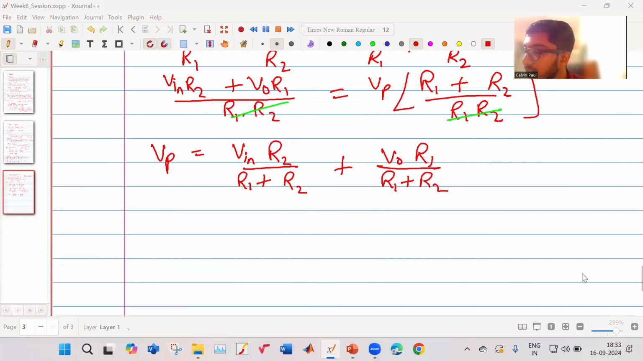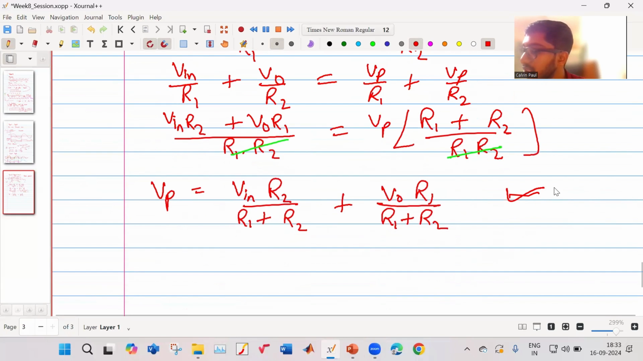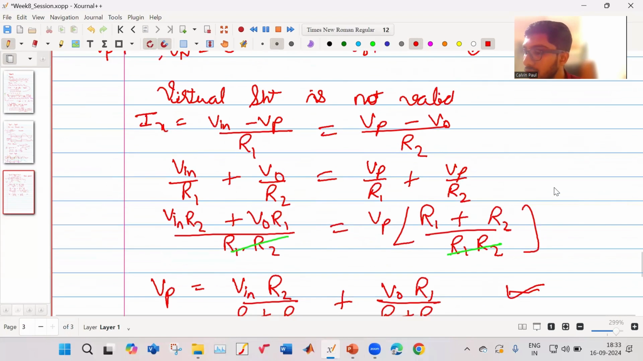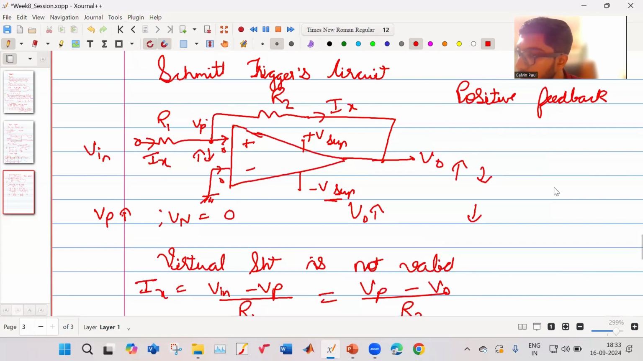Actually, I derived this expression because Sir was just writing it directly, so you know why this expression is there and how it is an average of the input and the output voltage. That's why I derived it for you, to know how Sir is directly writing this expression.